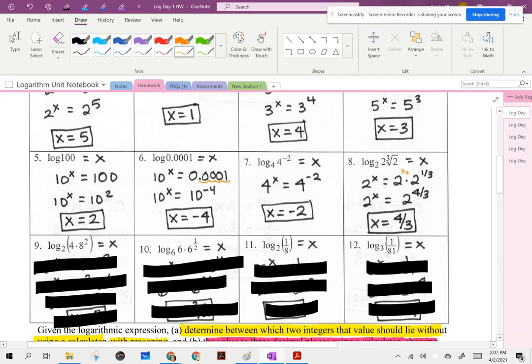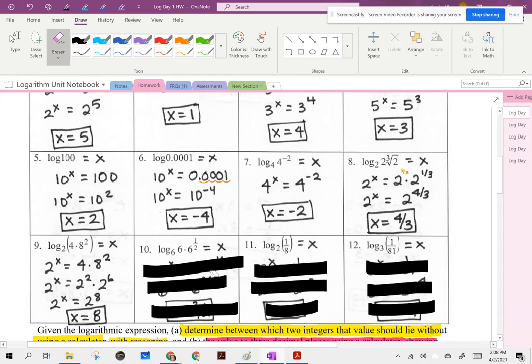Okay, 9, 10, 11, and 12. All right, so we've got 2 to the power of x is equal to 4 times 8 squared. So there's a couple of ways to do that. We can break it down first in a much easier way, or you can multiply it out and then break it back down. The bottom line is you end up getting x is equal to 8. Same thing here, 6 to the power of x is 6 times 6 to the 1/2, which means we are going to get that to be 2 over 2. So we've got 6 to the power of x is equal to 6 to the 3/2.